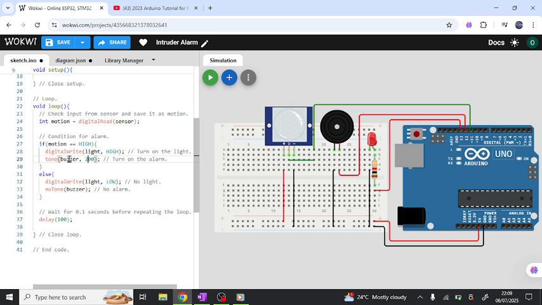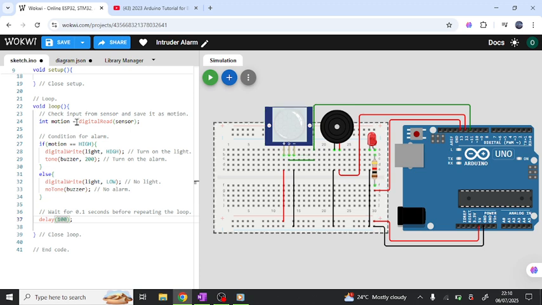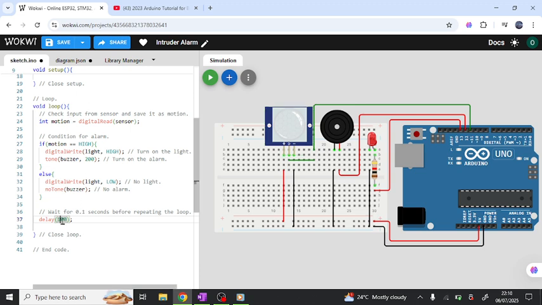Else, meaning if motion is not high, else digital write, the light should remain off, low, and the buzzer no tone. Then we wait for 0.1 second. We can wait for any number of seconds, but the Arduino receives input from the sensor and works with that input, then waits a little, then takes another input again and works with it.